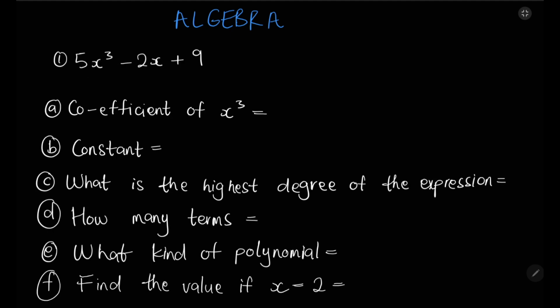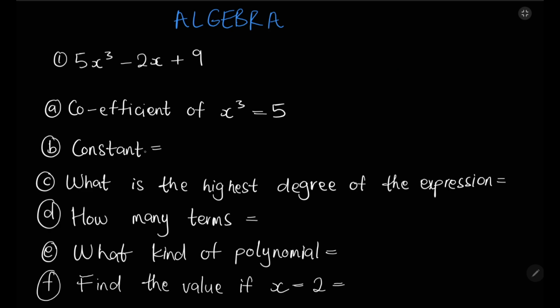Let's try this example. 5x to the power 3 minus 2x plus 9. A, what is the coefficient of x to the power 3? Where do you have x to the power 3? There is x to the power 3. And what is the coefficient of that term? It's 5. So your answer is 5.